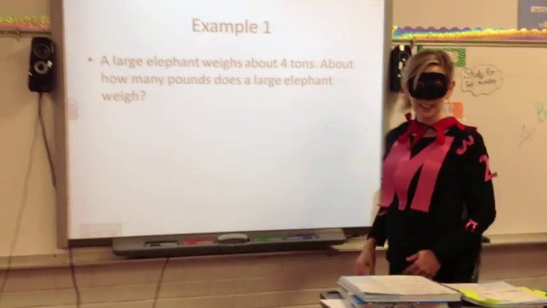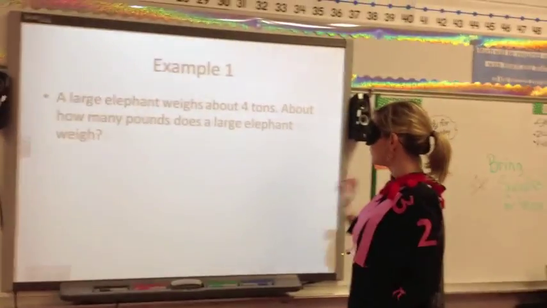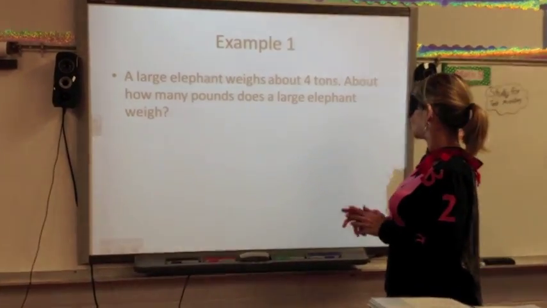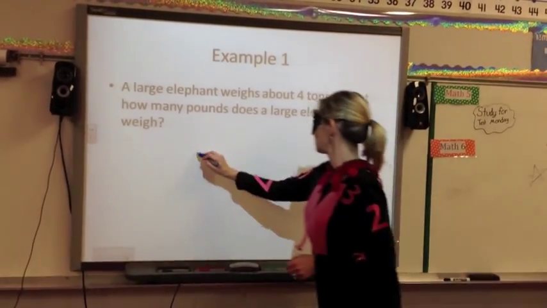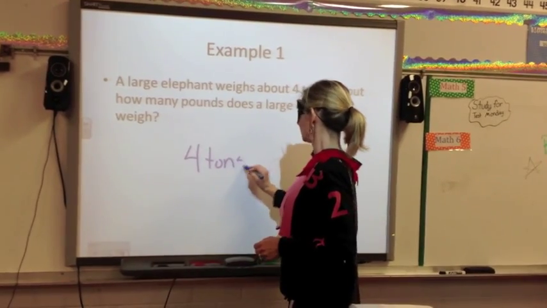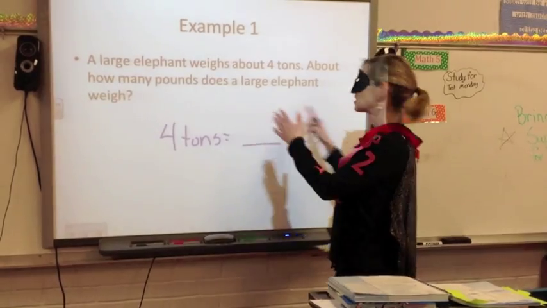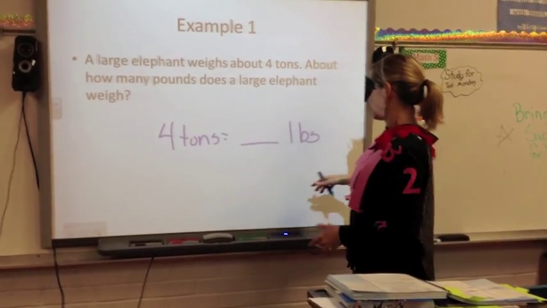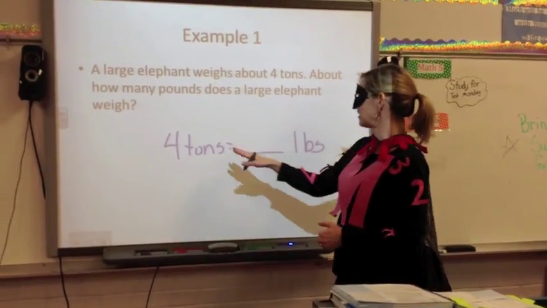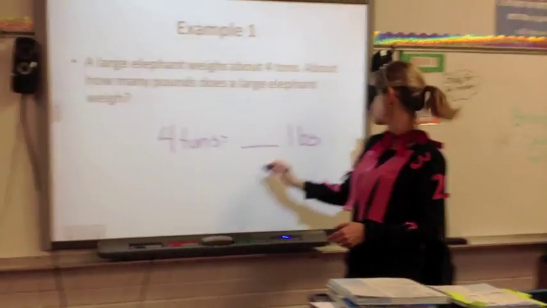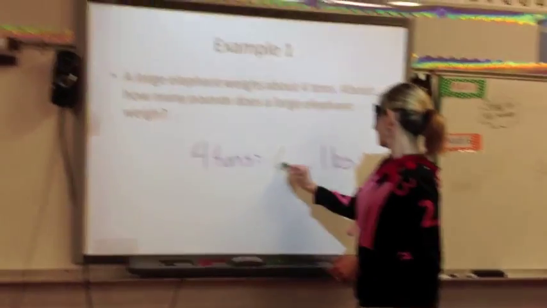Okay, here we go. All right, here's example 1. A large elephant weighs about 4 tons. About how many pounds does a large elephant weigh? We have 4 tons, and we want to convert it to pounds. We're going from a big unit to a small unit, so we multiply. There are 2,000 pounds in a ton, so 4 times 2,000 is 8,000.